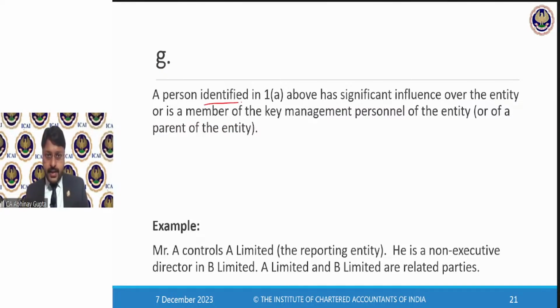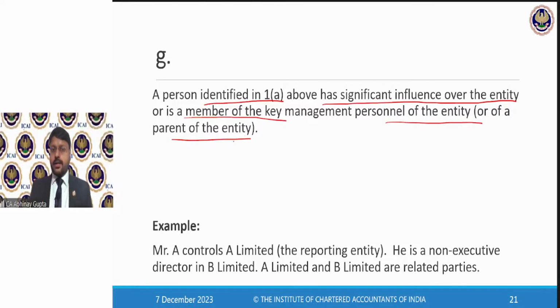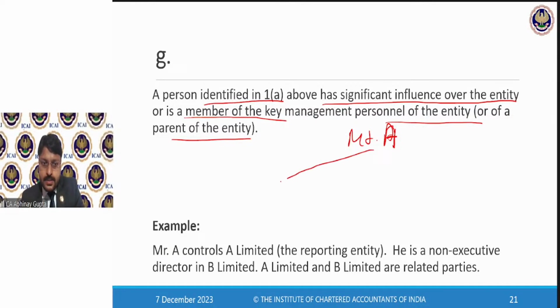A person identified in 1A above has a significant influence over the entity or is a KMP of the entity or of the parent of the entity. Now, again, Mr. A controls A Limited. This is our reporting entity for which we will be checking.